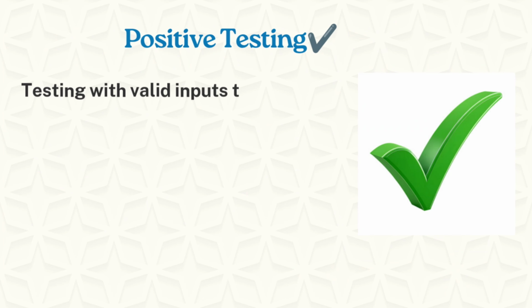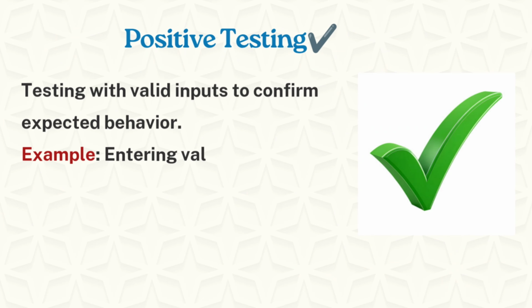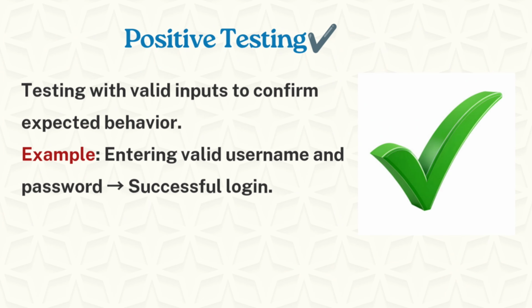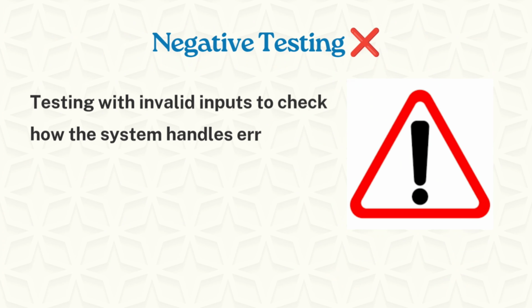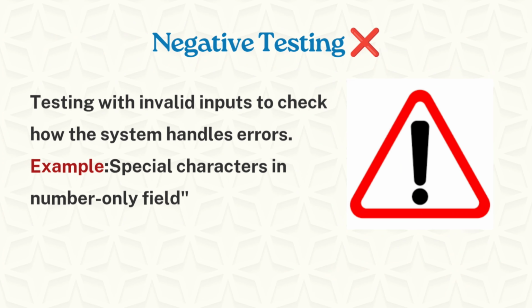Positive testing covers all valid inputs to ensure the feature works as expected. Example: entering valid username and password leads to successful login. Negative testing checks how the application reacts to incorrect or unexpected inputs. Example: special characters in a number-only field.